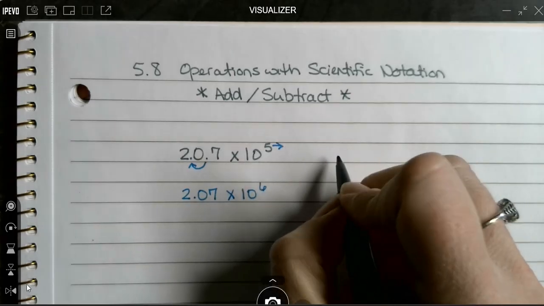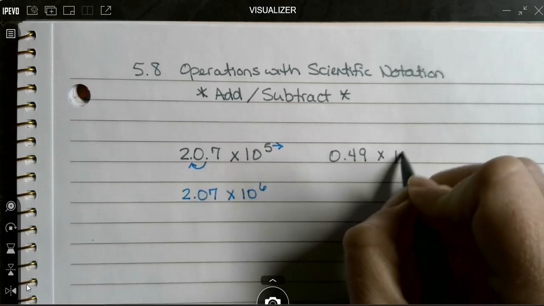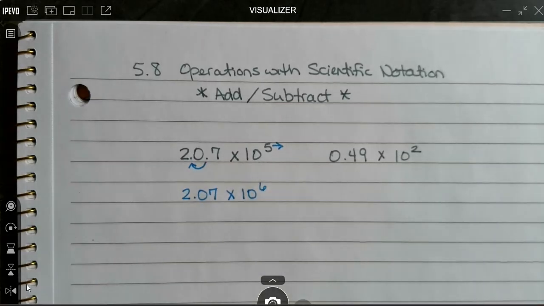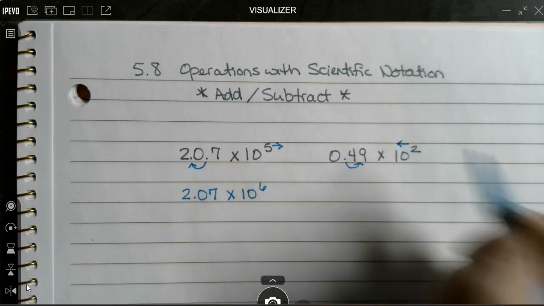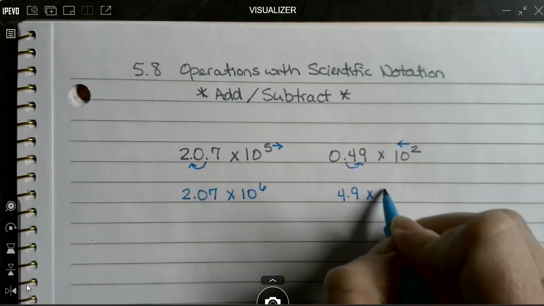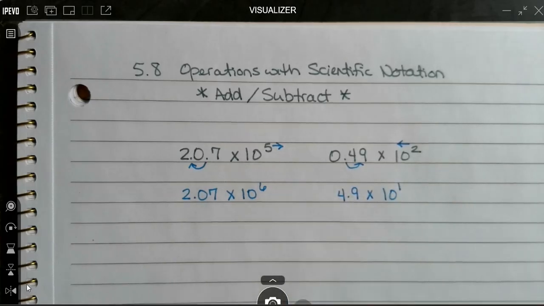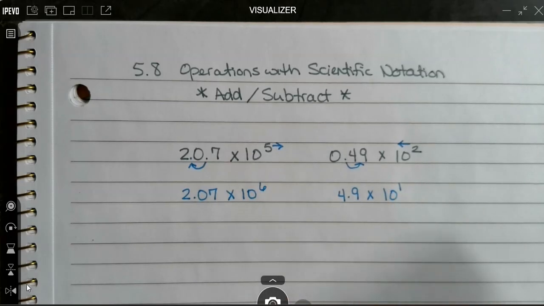Likewise, if we ended up with an answer like 0.49 times 10 to the 2nd, if we move our decimal to the right, then we have to move our exponent to the left on the number line. We would end up with 4.9 times 10 to the 1st. So we're going to have to use that today whenever we are adding and subtracting. So you want to make sure that you remember which direction to move things, and remember that they move in opposite directions from each other.